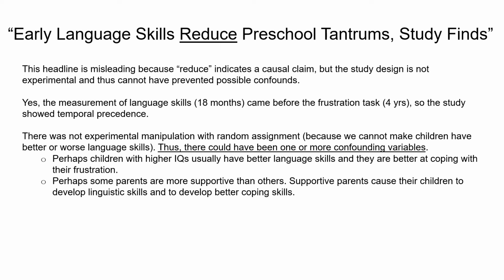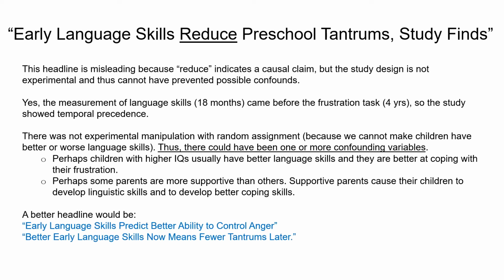Perhaps children with higher IQs usually have better language skills, thus are better at coping with their frustration. Perhaps parents are more supportive. Some parents are more supportive than others, and supportive parents could cause their children to develop both linguistic skills and better coping skills. There are too many possible confounds.